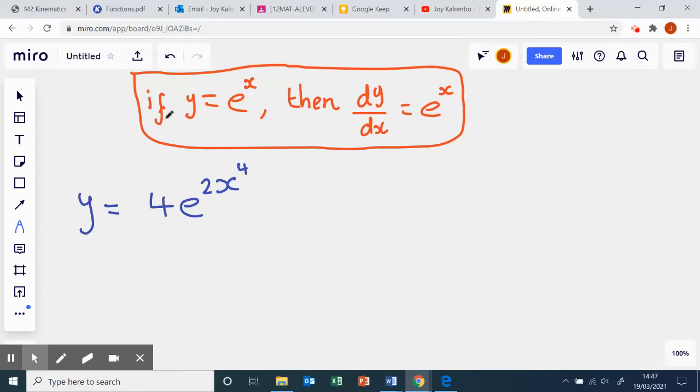So, let's carry on with our series on differentiation using the chain rule. And in particular, we are differentiating exponential functions such as this one.